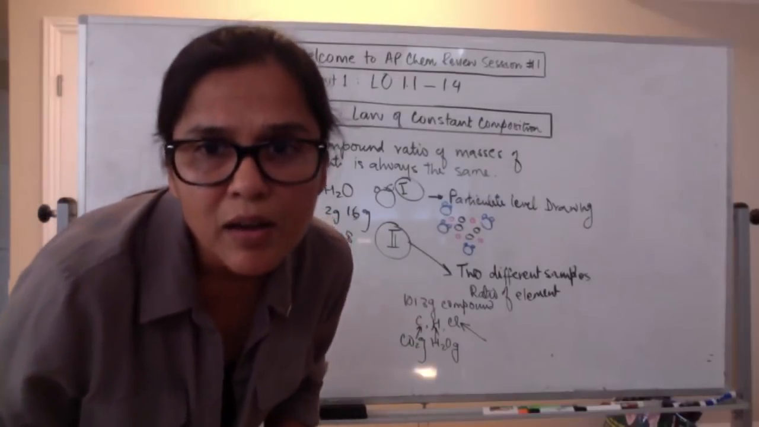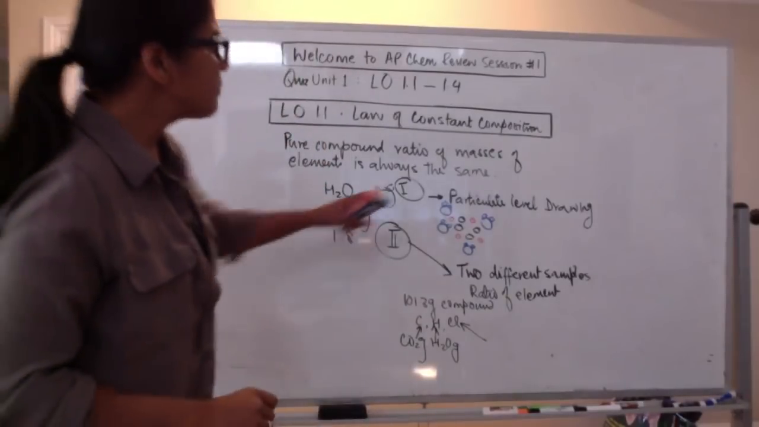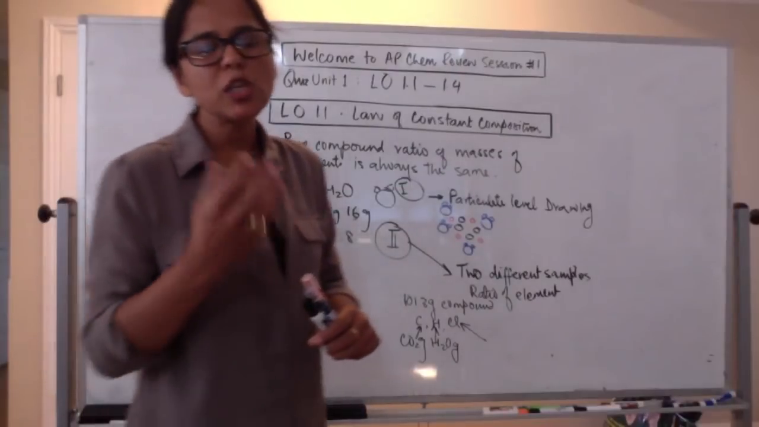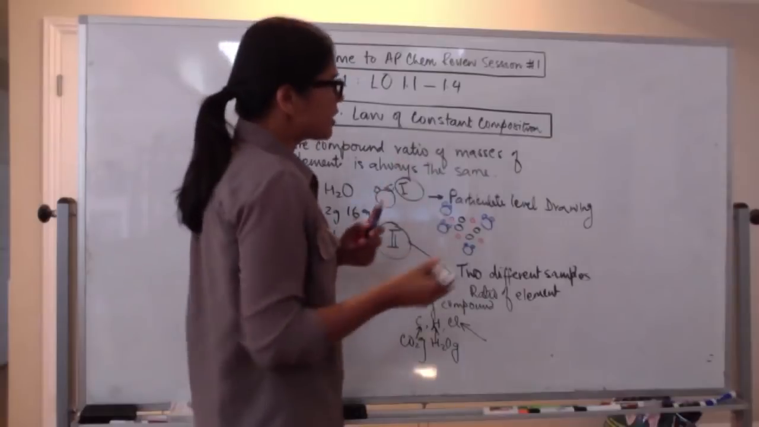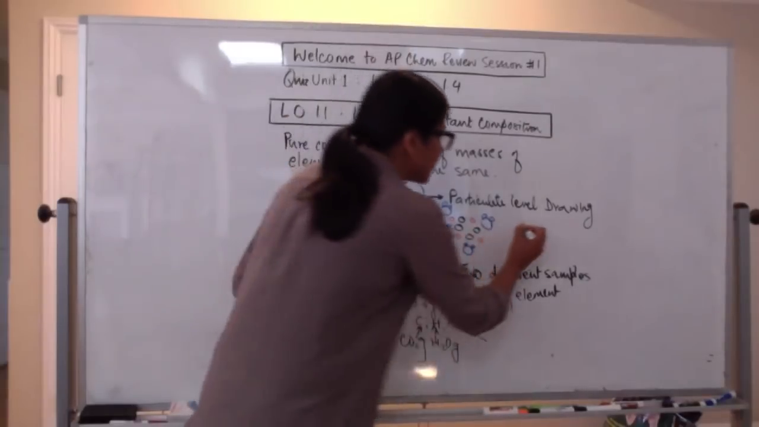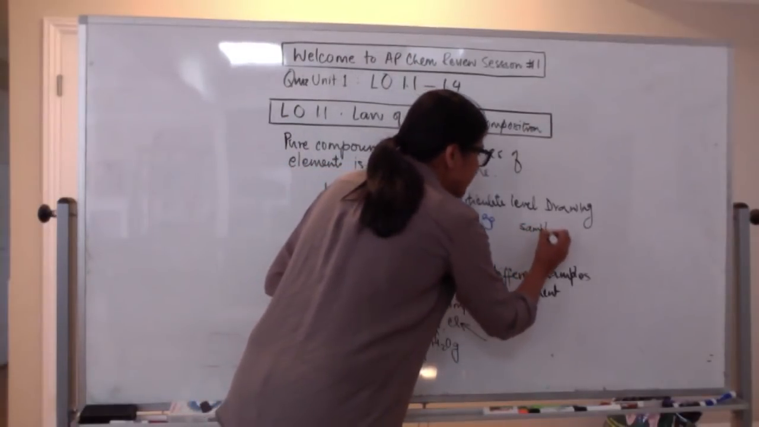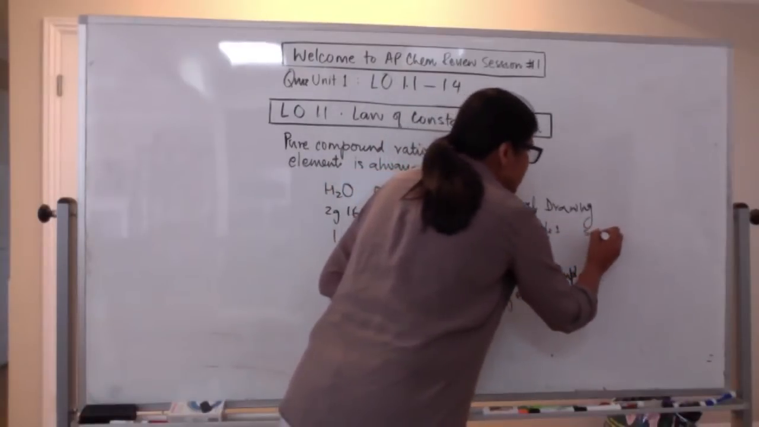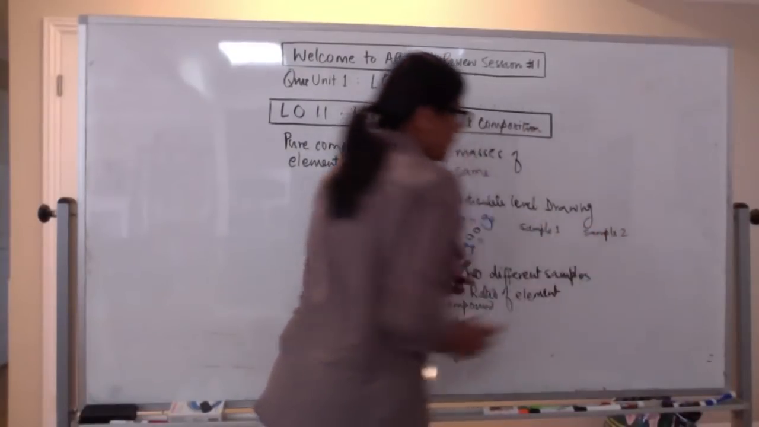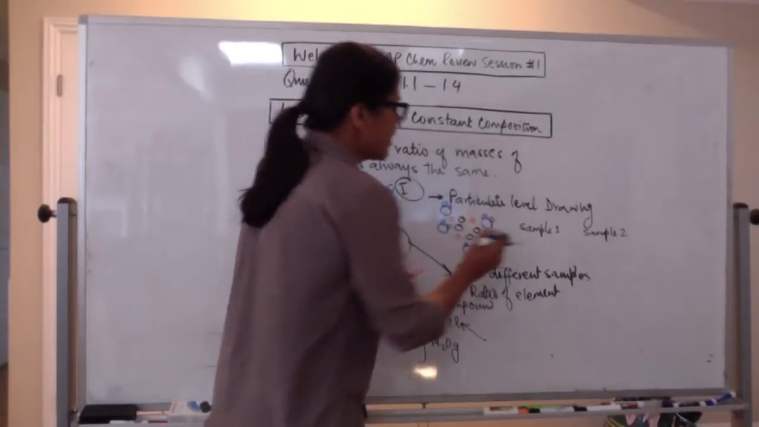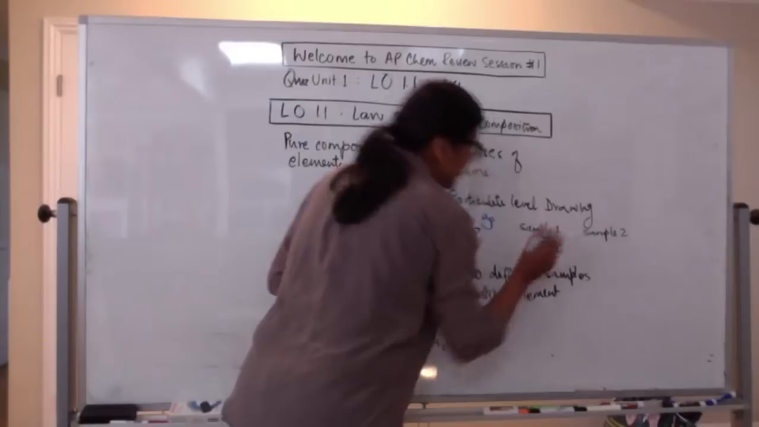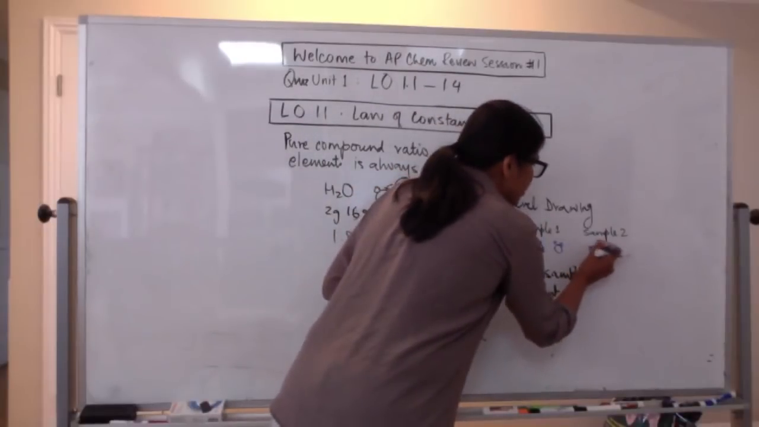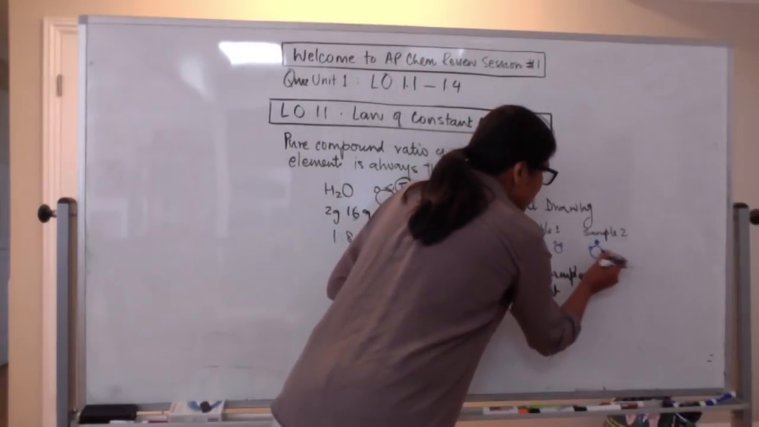Yes, Harshita, definitely. The first application of the law of constant composition could be in a particulate level drawing, where they draw two samples, like sample 1 and sample 2 of a substance. And they say in sample 1, this is what is there, and in sample 2, this is what is there.